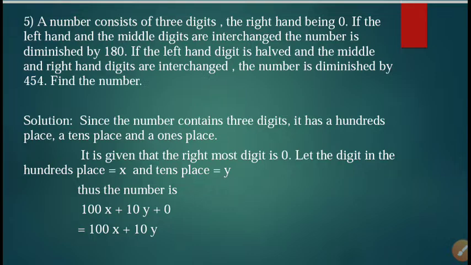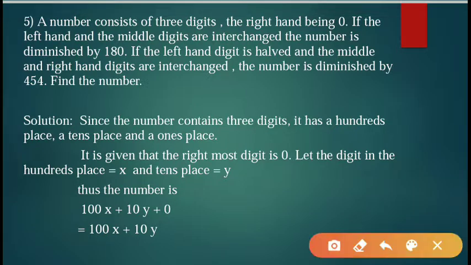When you read the question, you will get a little bit nervous about this question, but when you solve it line by line, you will get your answer. So first of all, read one line and write that line as a number. First, 3 digits are there, so consider 3 digits. Since the number contains 3 digits, it has a 100 place, a 10 place and a 1s place. Okay, this is clear. It is given that the rightmost digit is 0. Rightmost digit means the ones digit is 0.